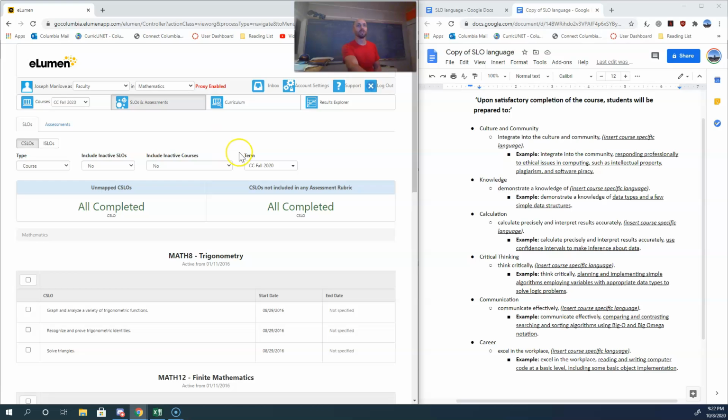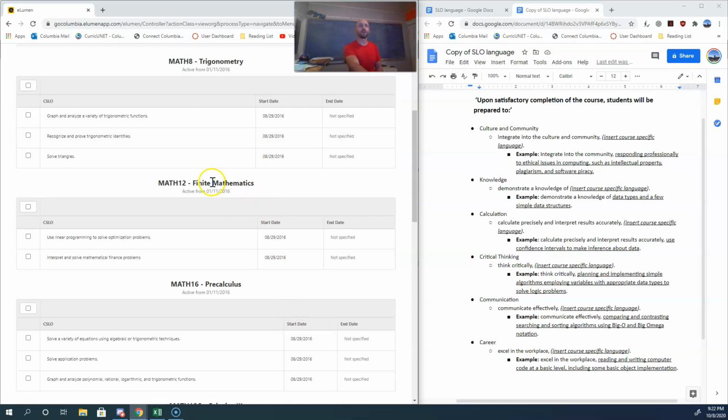I want to hit SLOs and assessments, and then find the course that I'm looking for. I'm looking at Math 12 here, which has these two course SLOs. Here's the problem that I'm currently experiencing. The two course SLOs are roughly mirrored in my course objectives, so I feel like I'm collecting data twice. What I want to do instead is collect data about the institution, so I can see whether I'm feeding the institution and maybe my program appropriately.